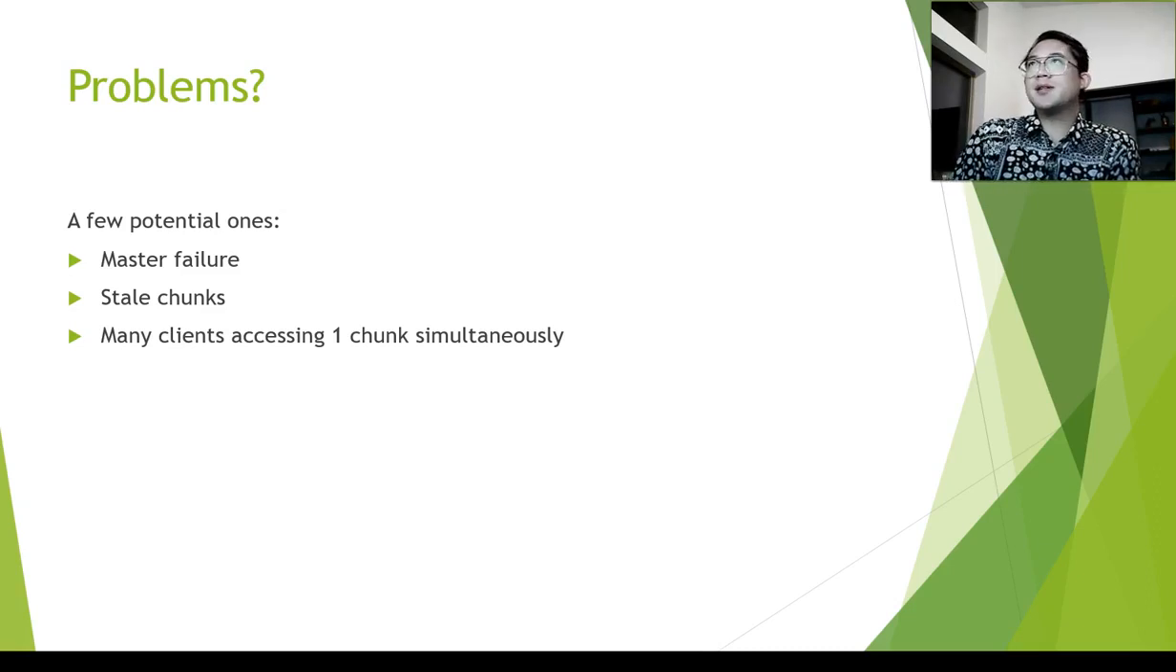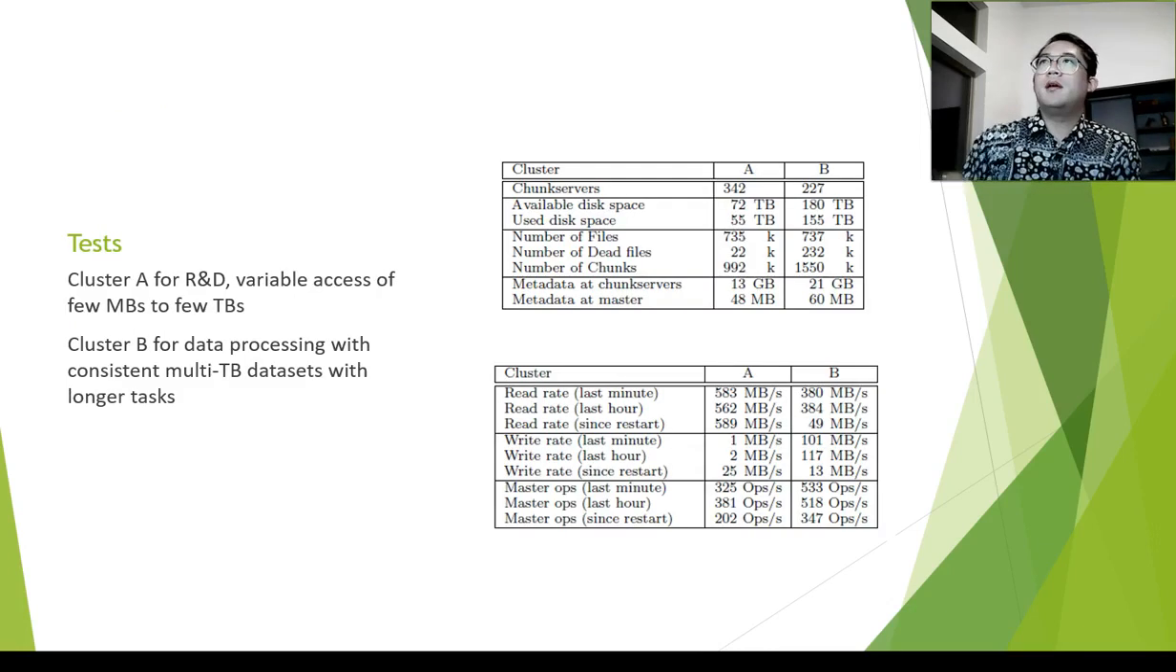If a whole bunch of clients are accessing one chunk at the same time, then the solution is to make many replicas, stagger application start times, and have clients read from other clients. The authors ran tests on 2 sample clusters, A and B, with A seeing less consistent accessing of chunks, typically in small snippets. They found that writes took much longer than reads, as you have to write to all the replicas while reading is just from one.